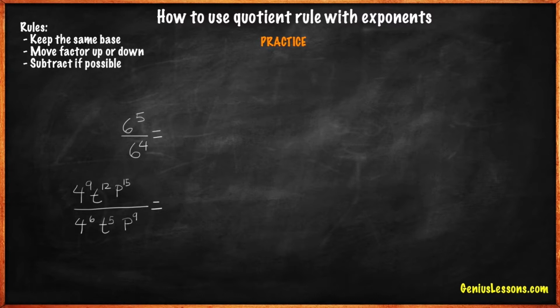Practice solution. 6 to the 5th power over 6 to the 4th power equals 6 to the 5th power times 6 to the negative 4th power equals 6 to the 1st power equals 6.